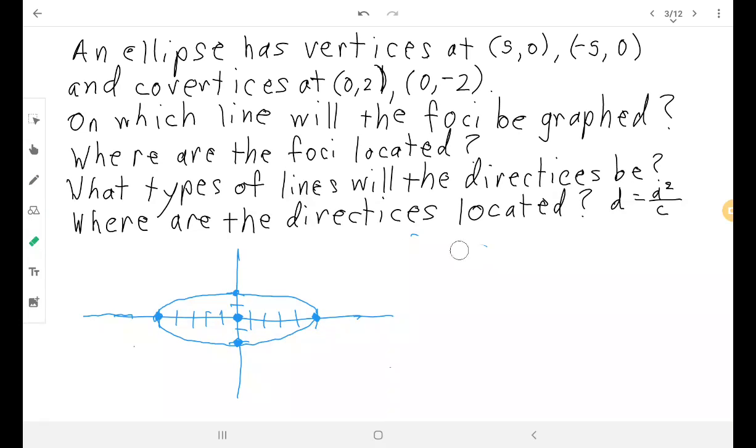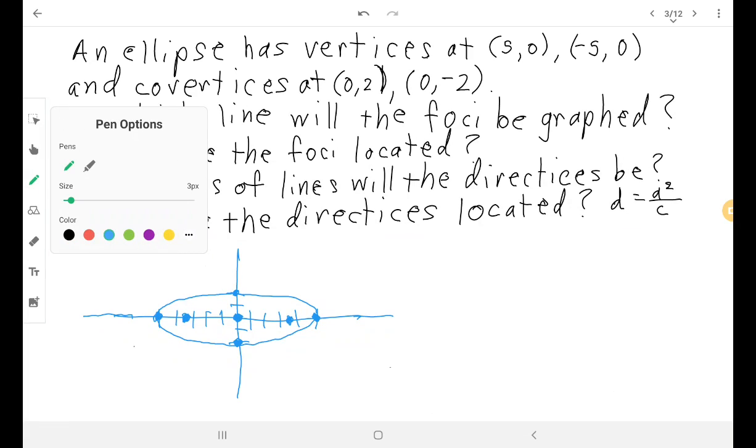So we want to know where the focus points are. That's another way of saying it. And the foci are along the major axis, that is, along the longer part, traveling from vertex to vertex through the center, and they're always inside somewhere. Now, I don't know that this is the exact spot for them, but I know they're somewhere in there.